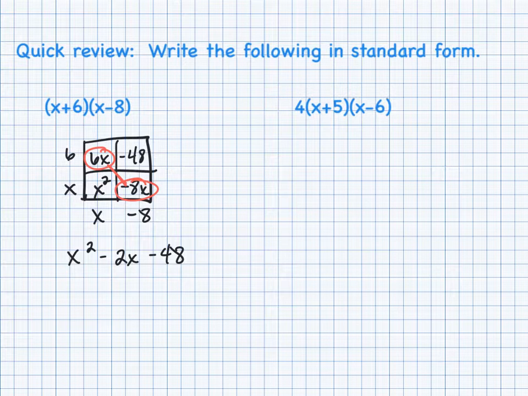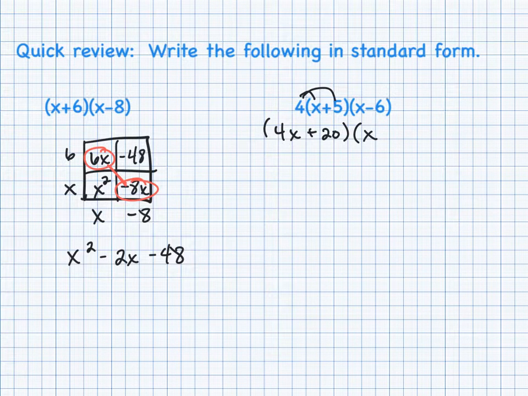All right, so the other one, there's two ways you can go about this. You can multiply out your binomials. So you can take your x plus 5 times your x minus 6 and put those in the box. And then you can apply the 4. You can distribute the 4 into the whole thing when you're done. Or you can distribute the 4 to start. So 4x plus 20.